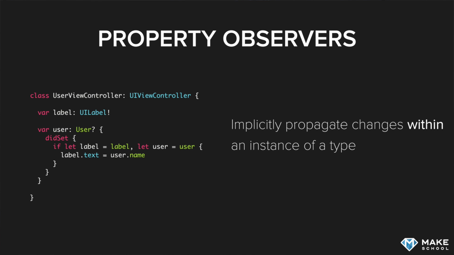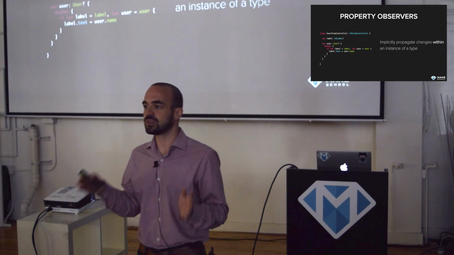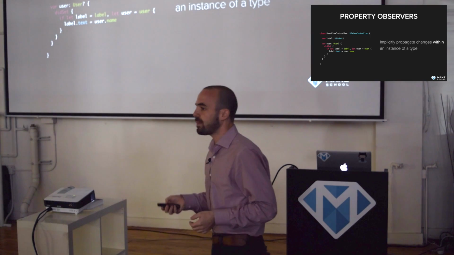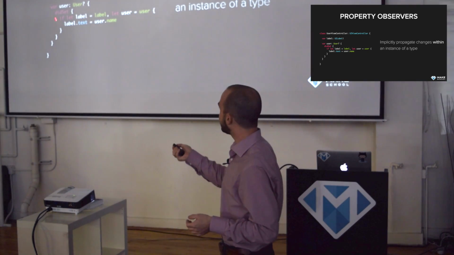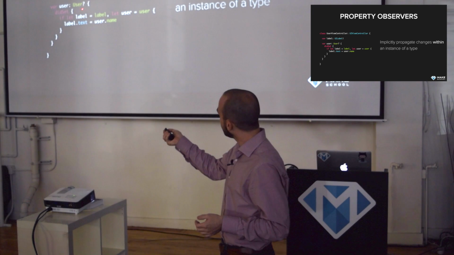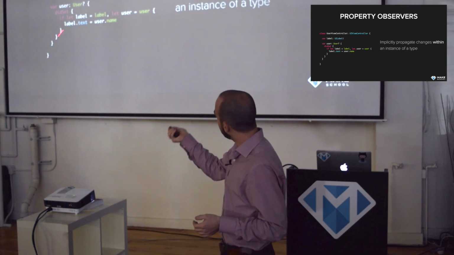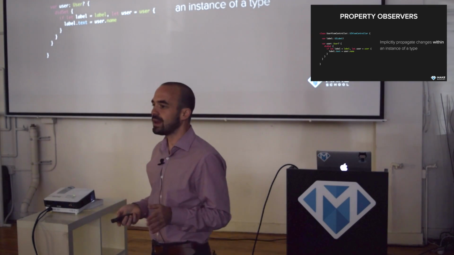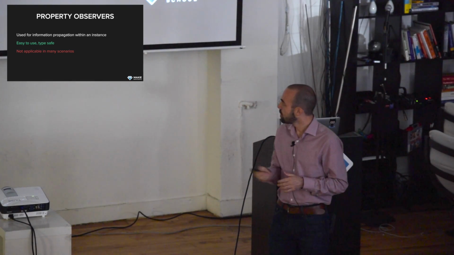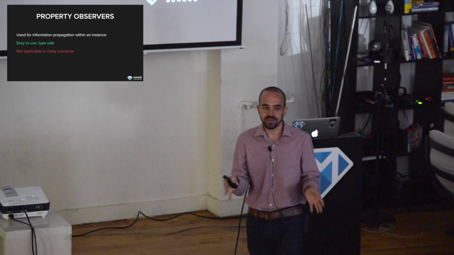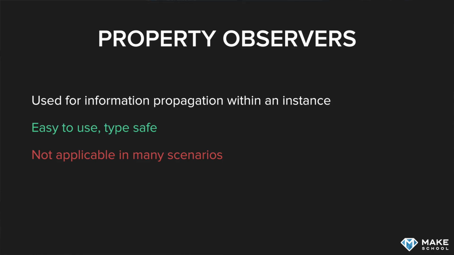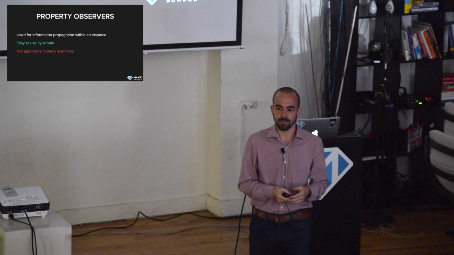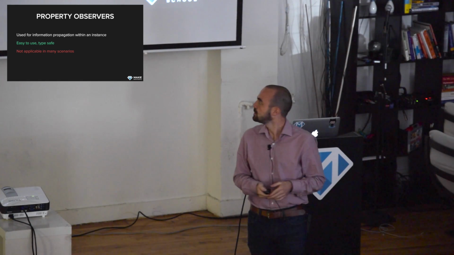So let's say I have a view set up that displays a user, and you want to update a label every time the user changes. Then you can do that with a property observer. You just implement didSet, and every time user changes, this is called. Then you update the label with the latest username, for example. That's really handy, but it's also only available within one class. But it's cool because it's easy to use, it's type safe, you know exactly which type of information you get. But because it's only available within the same class, it's not really applicable for a lot of scenarios.